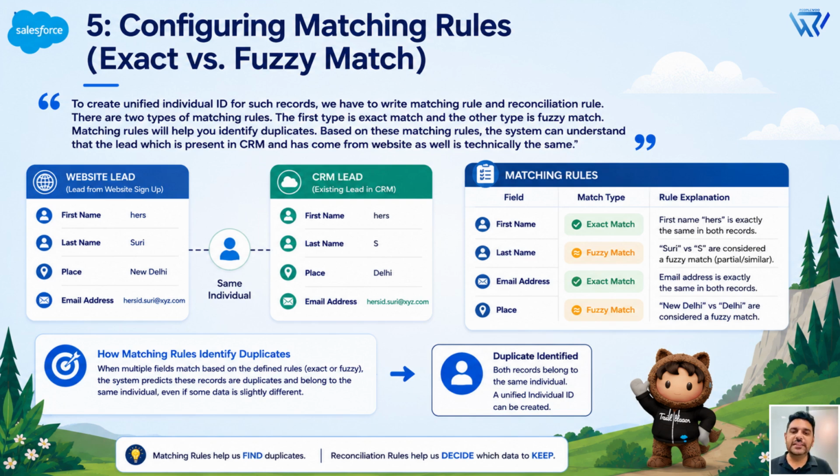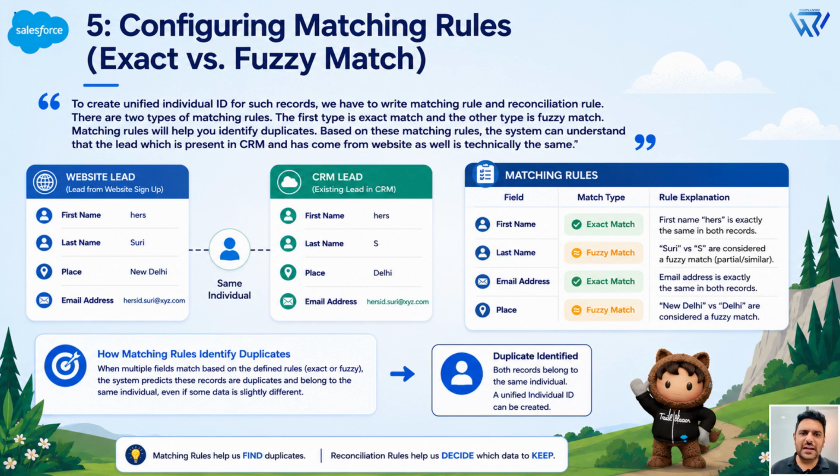There are two types of matching rules. The first type is exact match and the other type is fuzzy match. When I say exact match, at both places the first name is an exact match. On the website, the first name is Harshit, and within our CRM system, the first name is Harshit. But we have a fuzzy match with the last name. On the website I have Suri as my last name, but in my CRM, I have S. So we have to write a matching rule which can predict these duplicate records.